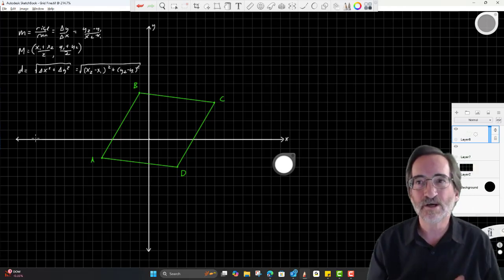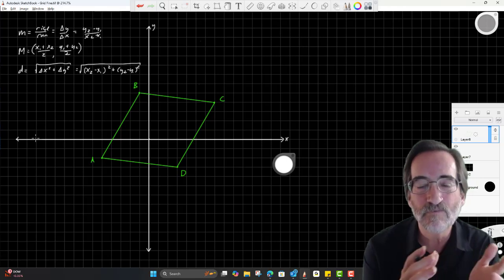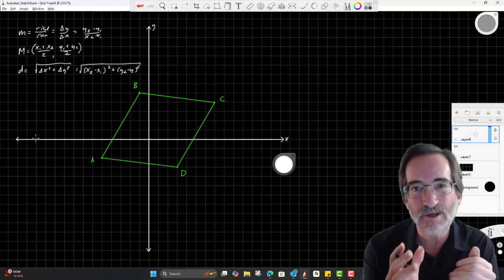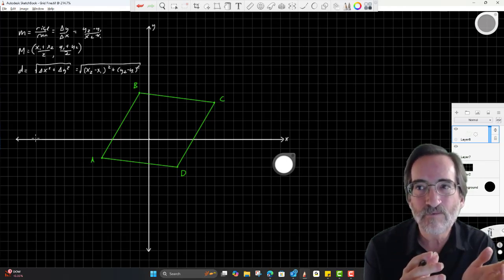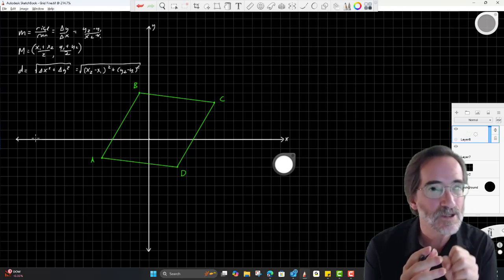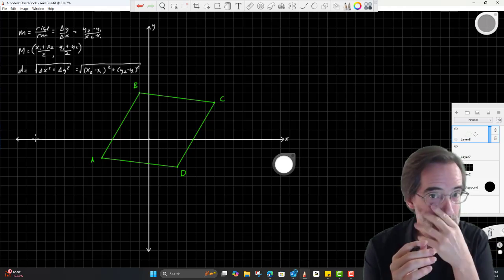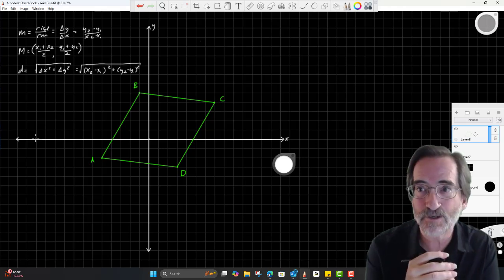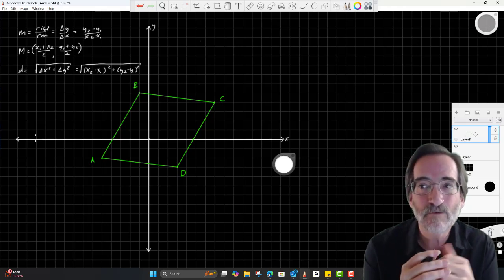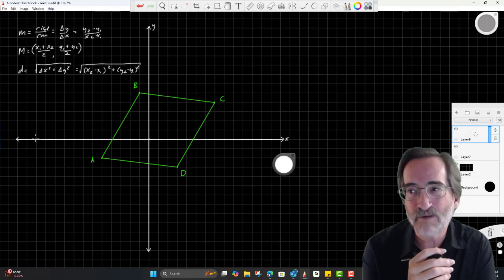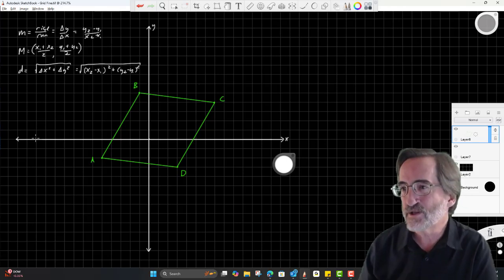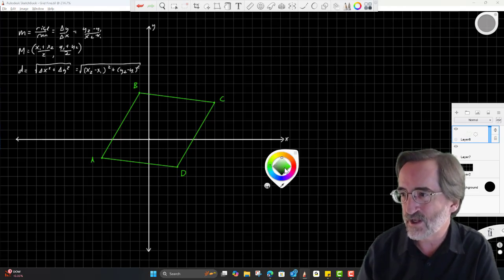And those formulas tell me a lot. The slope formula tells me whether two lines are perpendicular or parallel. The midpoint formula tells me if a point is on the midpoint, or if two segments bisect each other or share the same midpoint. And the distance formula is used to tell me if two segments are congruent. So let's use that in this particular case.